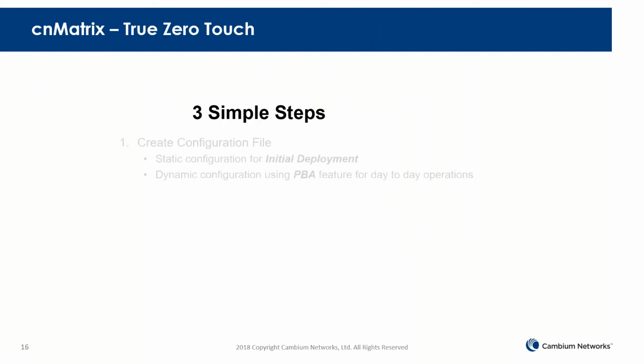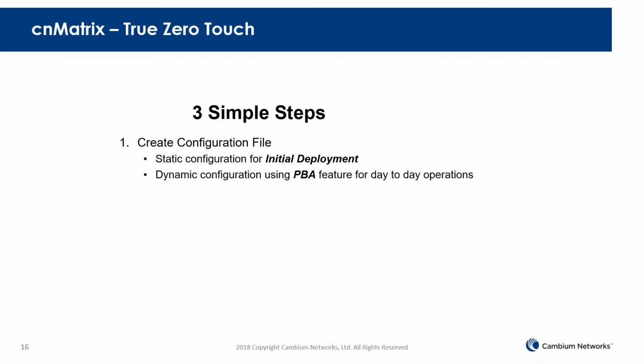Now, 3 simple steps to make all this happen. The first step is to create a configuration file. That configuration file can contain 2 things: all the static configuration that you want for the initial deployment of your switch, and one or more PVA policies. You'll develop a policy for each type of device you're going to connect to the network. So let's say you have 2 types of access points, an indoor and an outdoor access point. You can differentiate between those 2 with two policies, one for each. You'd put the creation of those policies in your configuration file also. So that's step 1.